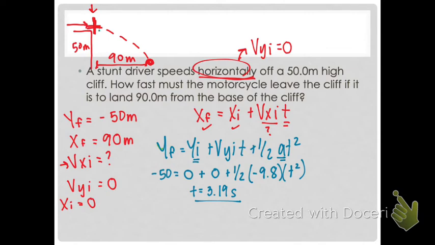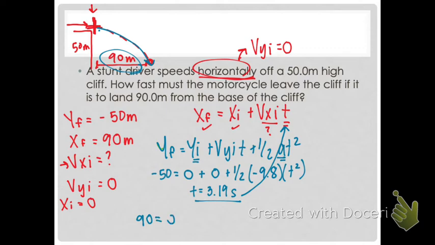3.19 seconds is going to be the time it takes for an object from this height, dropped starting at 0, to hit the ground. So we know by the time our object hits the ground, it's also going to travel 90 meters. And so this time applies, right? So now we can plug our time back into our equation up here.